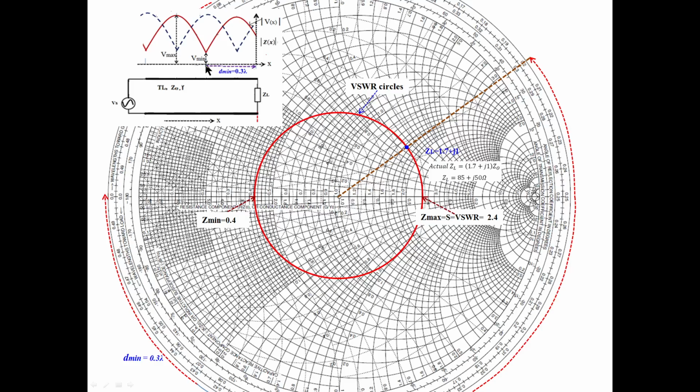Or we can say, if you stand at the first minimum, the load is at a distance of 0.3 lambda. In the other way we can state this problem. From the minima, the load is at a distance of 0.3 lambda. So if you know this, we can get the value of the unknown load.